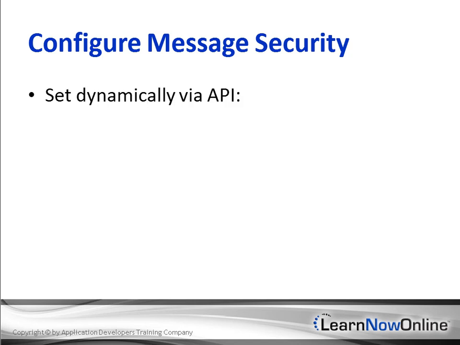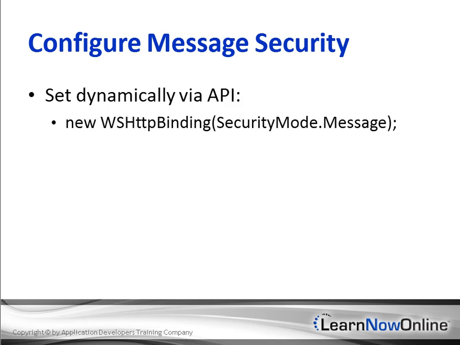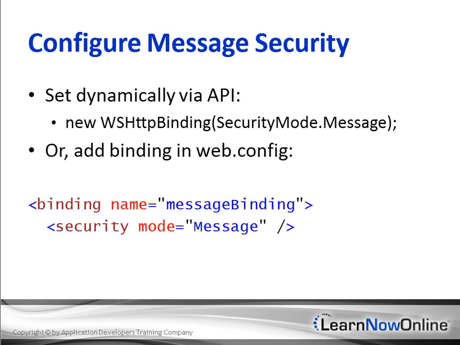One is via API. Here's a quick example that shows how we can pass a parameter to the constructor of the binding. You can also use web.config to configure message security declaratively. And so there's a binding and the mode is set to message for the security mode. So I'm going to show you how to do this.